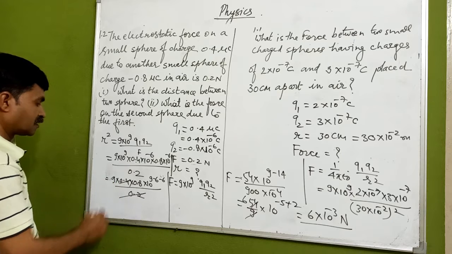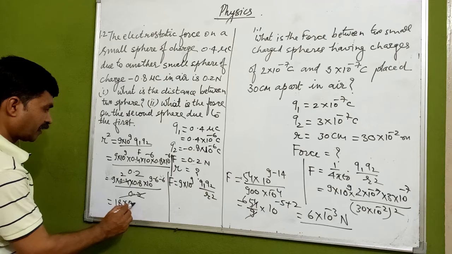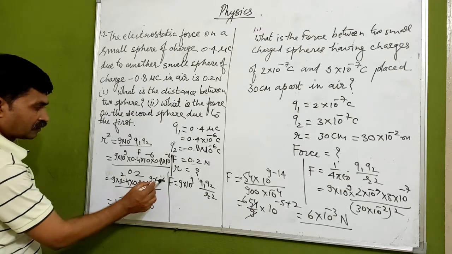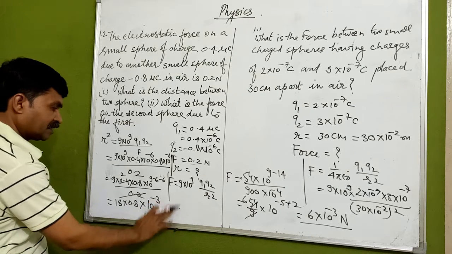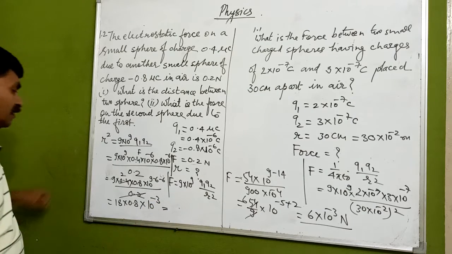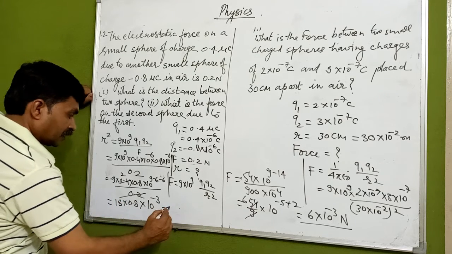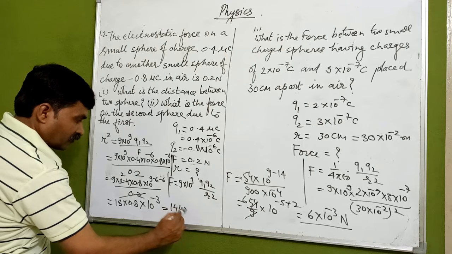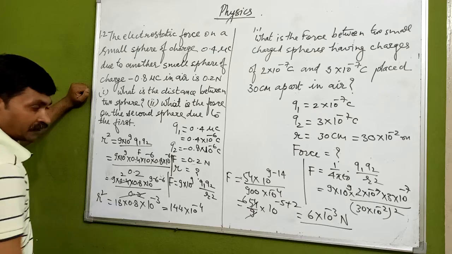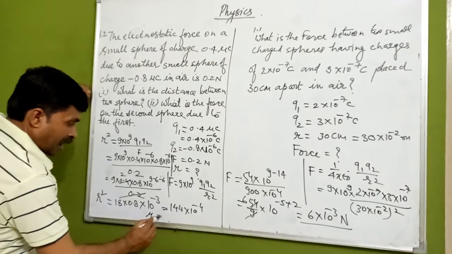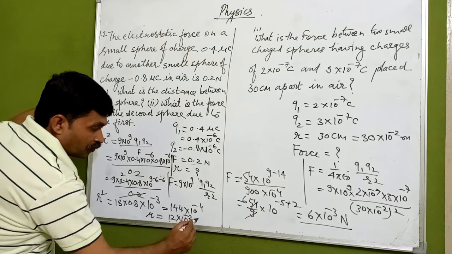So it cancels, 2 times 9 is 18. 18 into 0.8 into 10 raised to the power minus 12 and 9 minus 3. Now if we go with this, finally we are getting 144 into 10 raised to the power minus 4, which is equal to r square. Now if you want to know the answer of r, that is 12 into 10 raised to the power minus 2 meter.